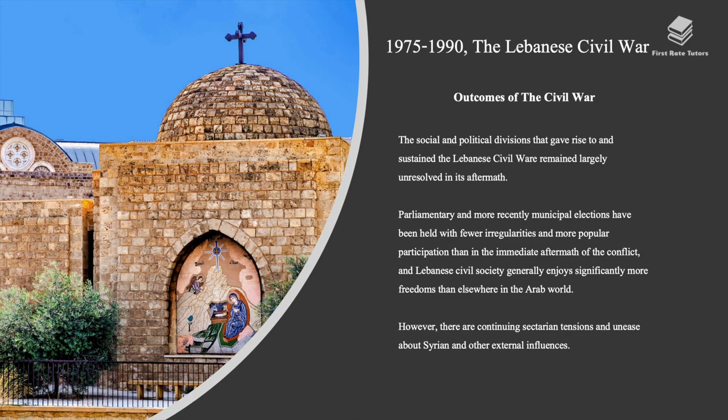The social and political divisions that gave rise to and sustained the Lebanese civil war remain largely unresolved in its aftermath. Parliamentary and, more recently, municipal elections have been held with fewer irregularities and more popular participation than in the immediate aftermath of the conflict, and Lebanese civil society generally enjoys significantly more freedoms than elsewhere in the Arab world. However, there are continuing sectarian tensions and unease about Syrian and other external influences.